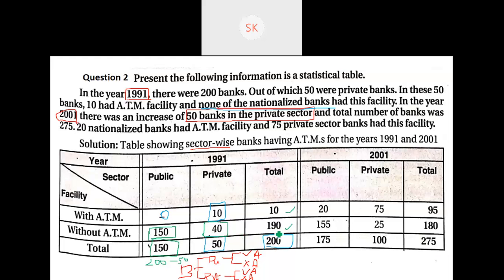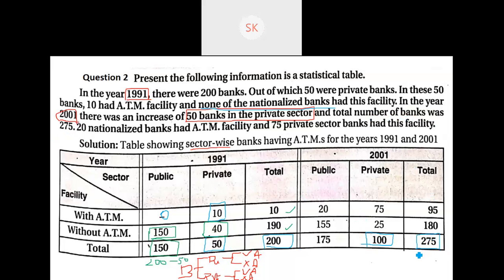Now let's go to the 2001 table. In the year 2001, there was an increase of 50 banks in the private sector. Now here you'll have to be careful. How many private banks were there in 1991? 50 only. Before you had 50, now they have increased by another 50. So the previous 50 plus the increase of 50 will give me 100. So there were a total of 100 banks in the private sector, and the total number of banks was 275. So the overall total number of banks in 2001 was 275.